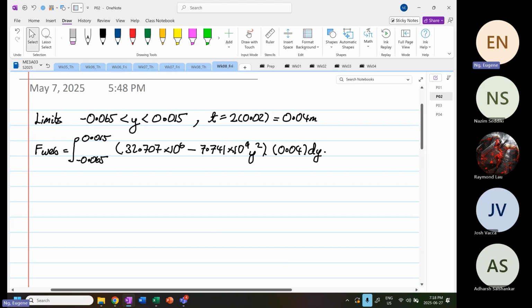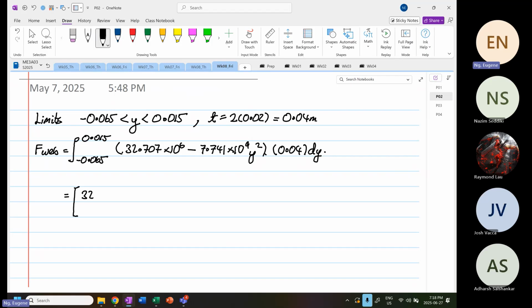So now we just do simple integration. 32.707 times 10 to the power 6 y, minus 7.741 times 10 to the power 9 y cubed over 3, with limits 0.015 to minus 0.065, and then we have 0.04 on the outside. Again, I'm going to introduce the 0.04 into that expression.